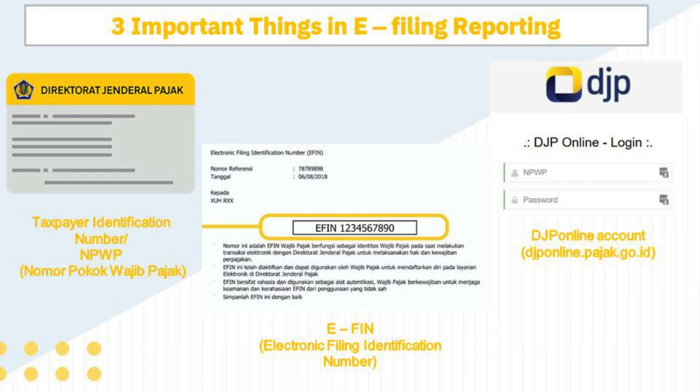And the third, DJP online account. You can get the account by registering at the djponline.pajak.go.id page. After you get the EFIN number, use the EFIN to register and activate your DJP online account. The activation link will be sent to the taxpayer's email. Click the link to activate your DJP online account. After that, you are officially registered and have a DJP online account.